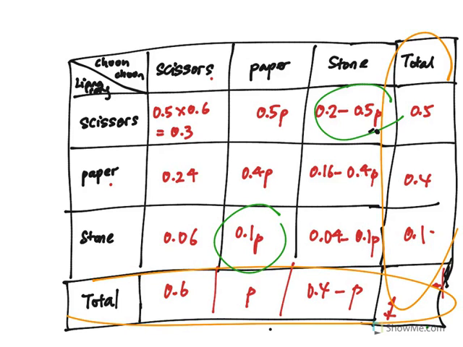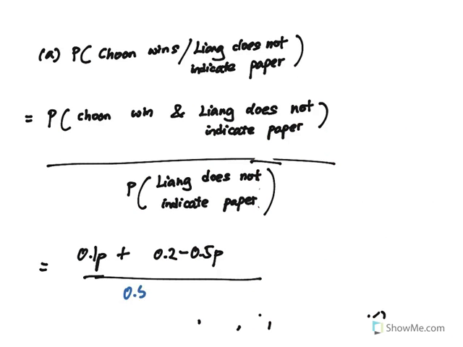So if you look at Liang, for Liang to not play paper, indicating scissors is 0.5, but indicating stone is 0.1. So the answer will be 0.5 plus 0.1, which in total, you can calculate this. Eventually you get 1/3 minus 2p over 3. And that's your answer.